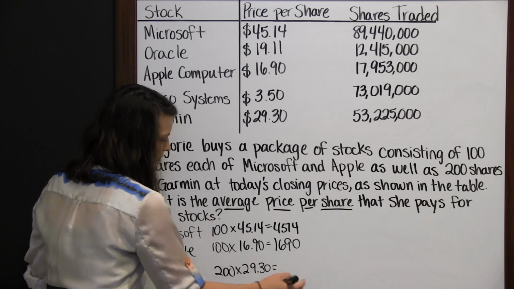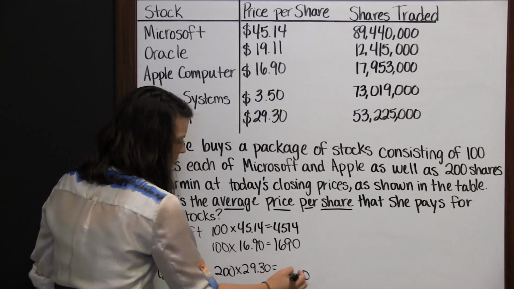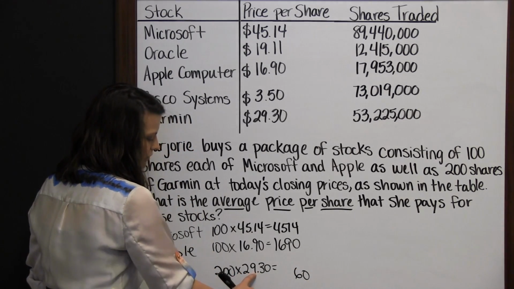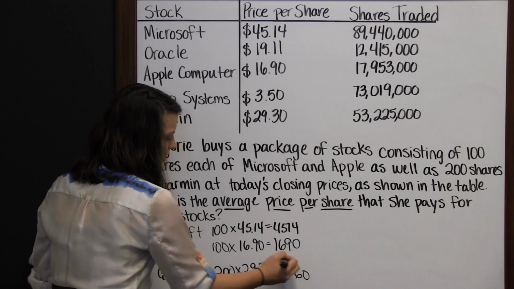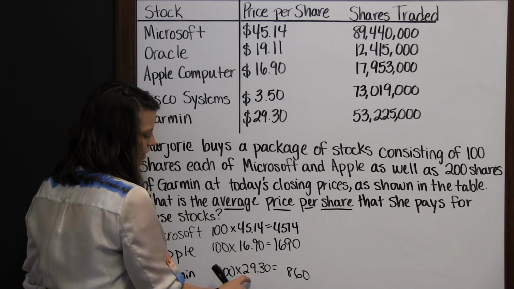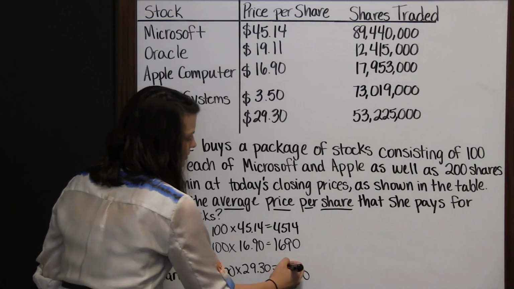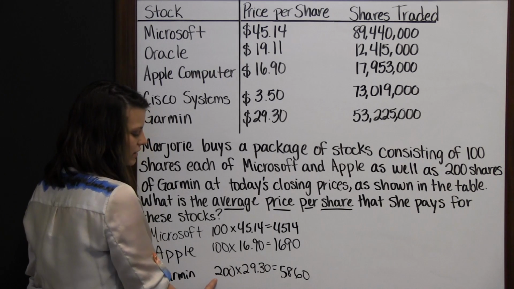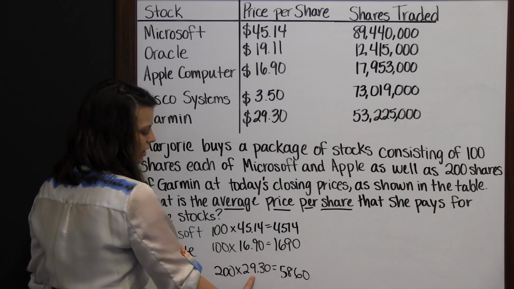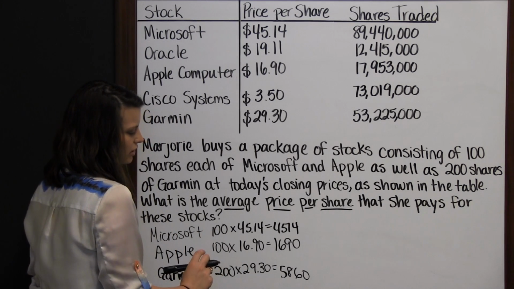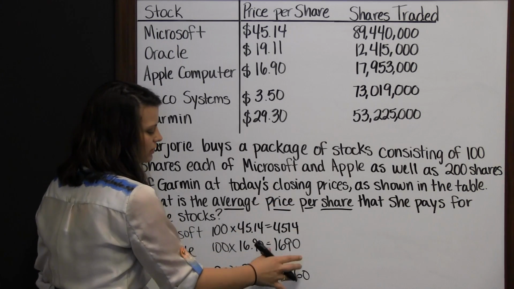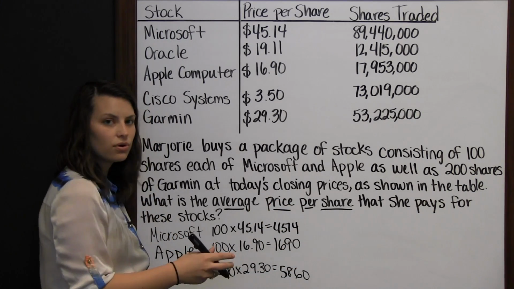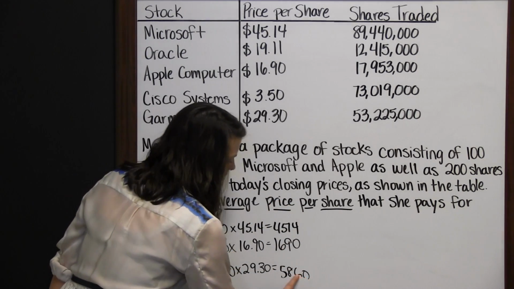So if you double 0, you get 0. If you double 3, you get 6. If you double 9, you get 18, and then we carry the 1 over here, and 2 times 2 is 4 plus 1 is 5. So all I did was multiply 200 times $29.30. So I can use this then to find my total amount of money spent.